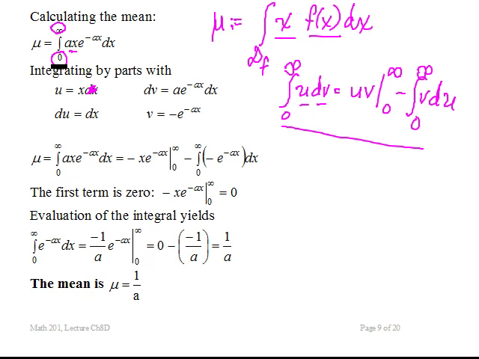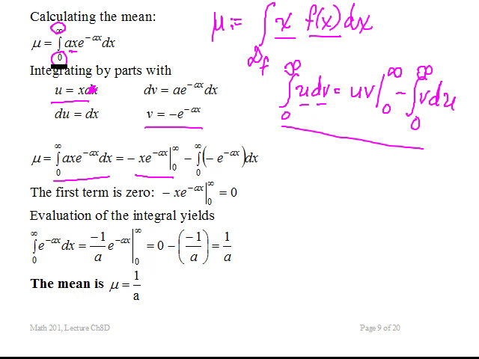Substituting that into this form, I will have that this integral, integrated by parts, equals minus x e to the minus ax. That's u times v. Here's u, and here's v, multiplied together, evaluated at infinity and 0, minus the integral of v du. V is minus e to the minus ax, du is dx. Now this first term here is 0. You can work that out. That's pretty easy. Now we're going to evaluate the integral.